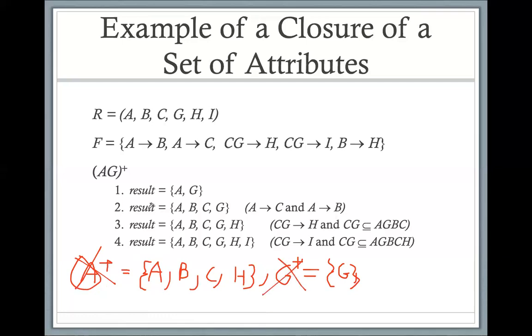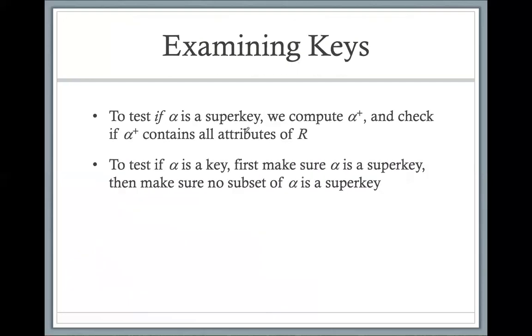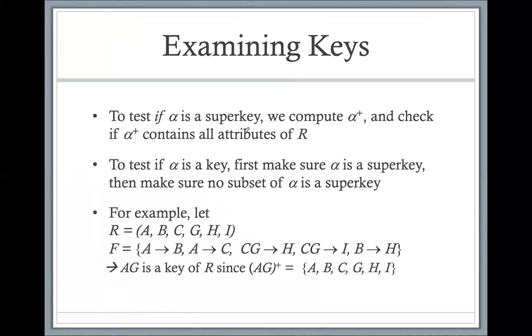So then AG is definitely a key. Not only a super key, but a key, because no subset of it is also a super key. So it's a minimal key. You cannot take any attribute out of it and still have a key. Okay? So this is how I examine whether something is a key. Any questions?